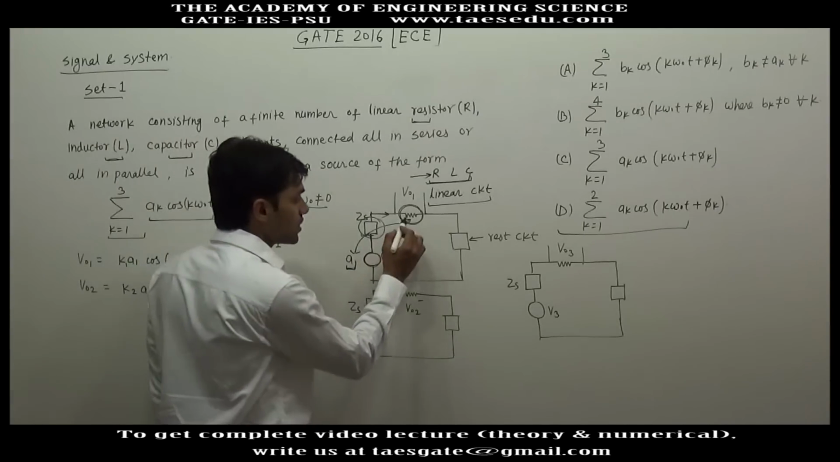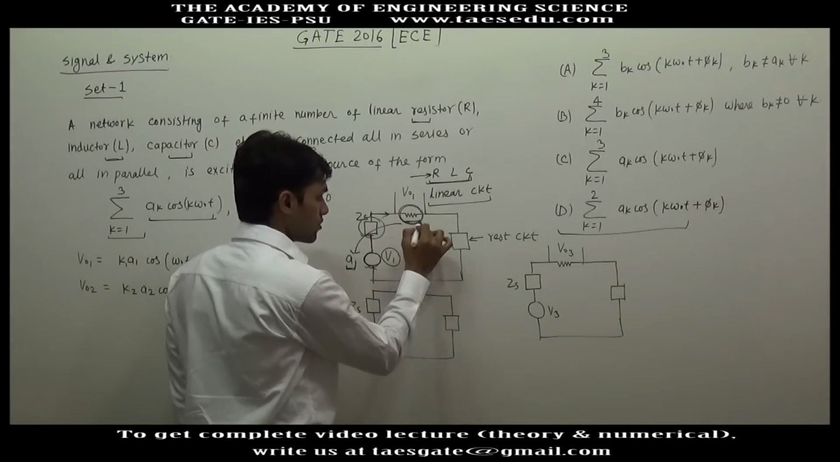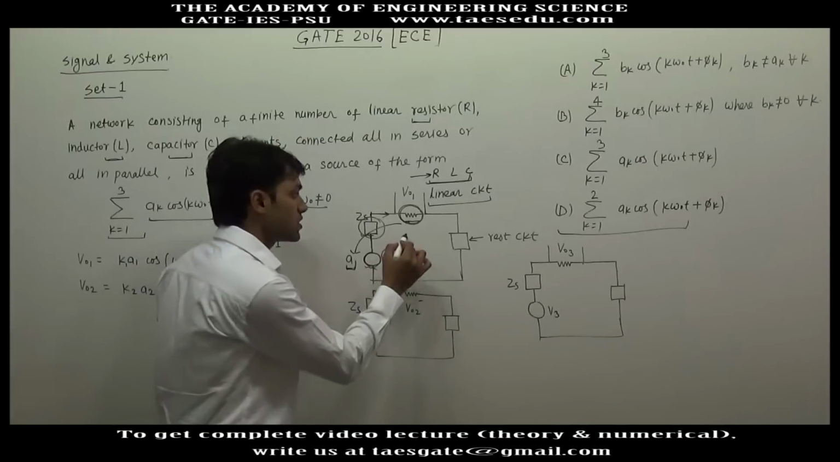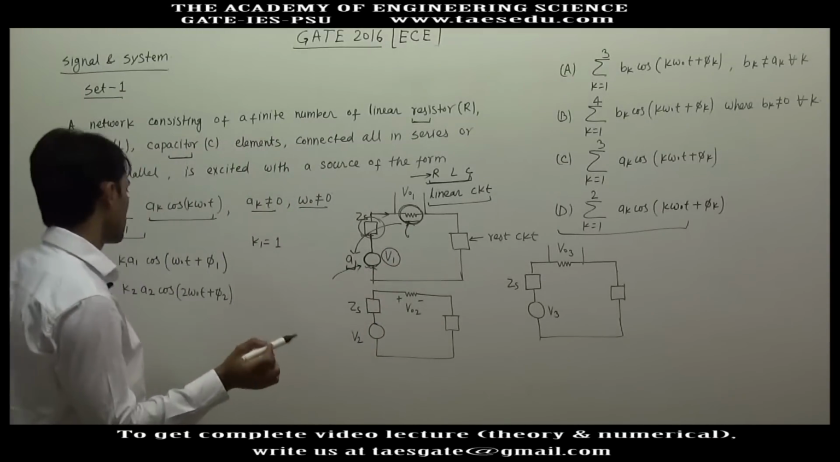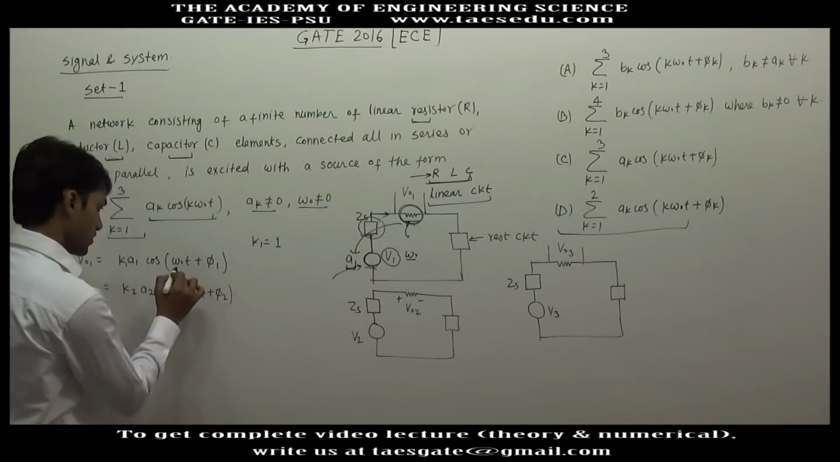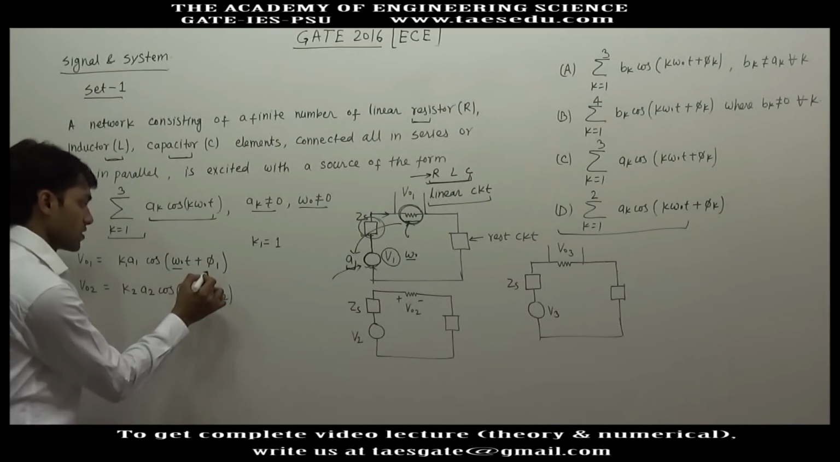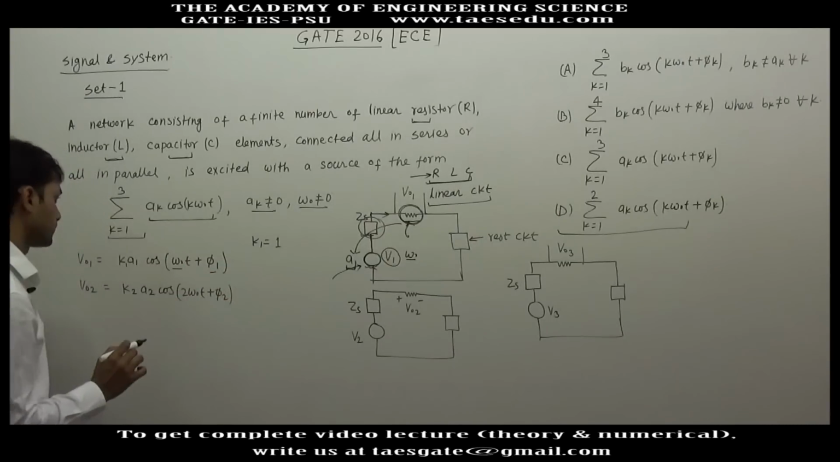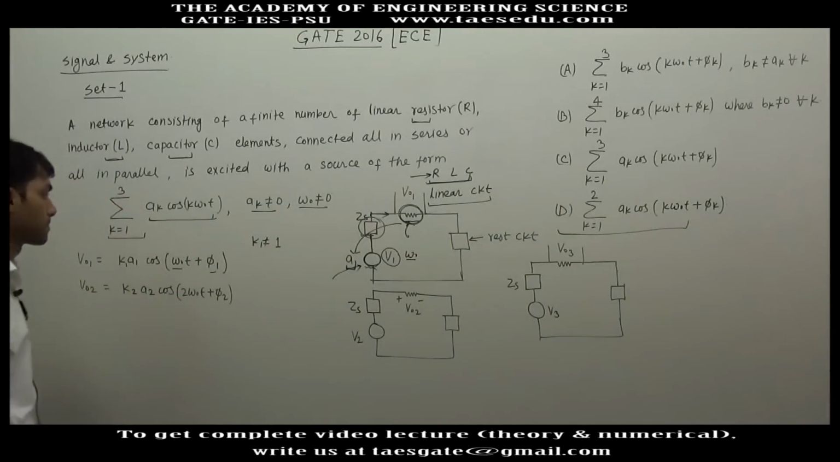If this is an AC signal, the output will also be an AC signal. The frequency of the output has to be equal to the frequency of input. So the frequency of input is omega naught, and the frequency of output will also be omega naught, but with a phase difference. Let's say the phase difference is phi 1, and K1 will not be equal to 1.